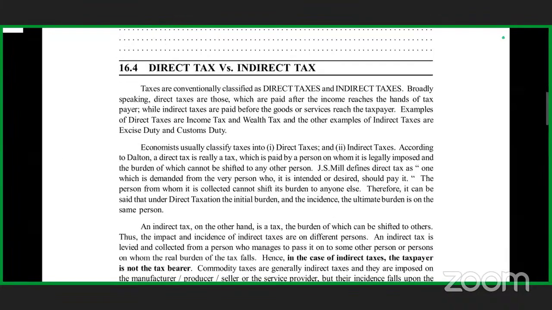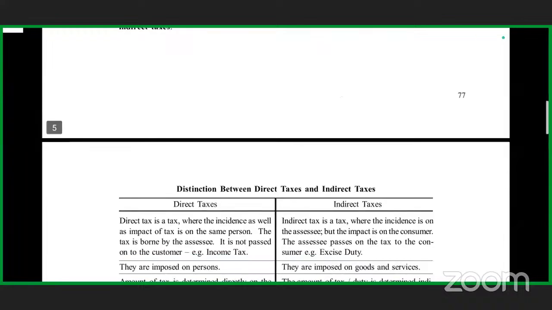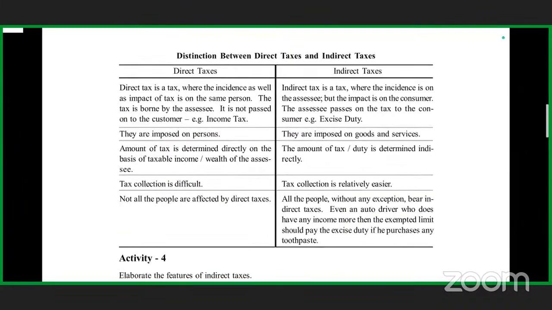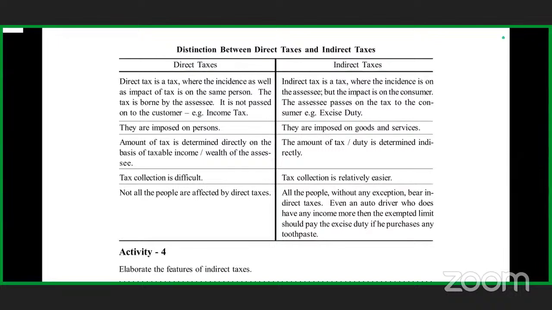So direct tax versus indirect tax. Here you can see this. Direct tax is a tax where the tax directly impacts the same person. Whoever is earning, on that person only is the tax levied. For example, if I'm earning a salary, then I only have to pay the tax on that. The tax is borne by the assessee himself.